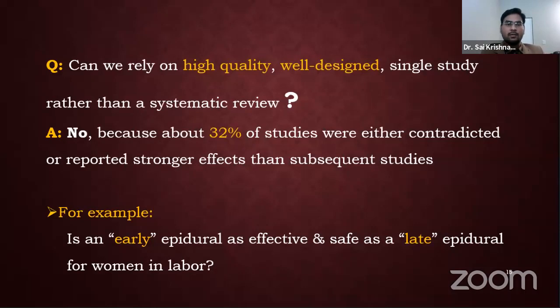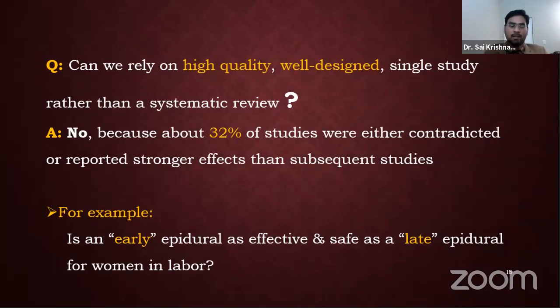A couple of years ago, a whole bunch of researchers, and there's a lot of buzz going on on the internet, asked: is early epidural as effective and as safe as late epidural for women in labor? I assume most of you know what an epidural is. For those who don't know, it's a local anesthetic which is given to a pregnant woman during labor in order to prevent pain. So there's a whole bunch of researchers strongly arguing that no epidural should be given in the early phase of labor. At the same time, a whole set of other researchers strictly oppose them, saying that it should be given in the later phases of labor to a pregnant woman.